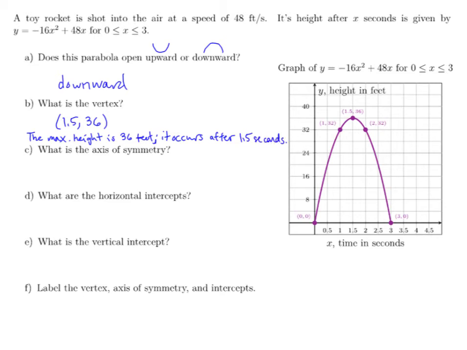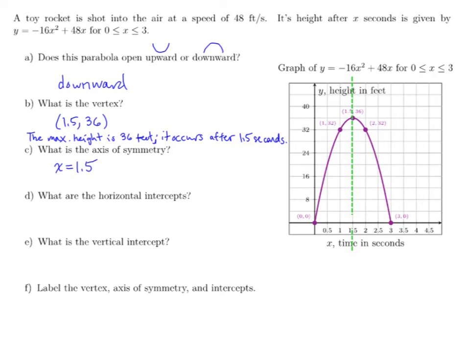Looking at the axis of symmetry, the axis of symmetry is the vertical line that passes through that vertex. So I'll draw a dashed line through that vertex. It goes through the point (1.5, 36), and the rest of the points on this graph are symmetric about that line, which is x equals 1.5. So again, that's a vertical line, it's the axis of symmetry, and it's defined by x equals 1.5.